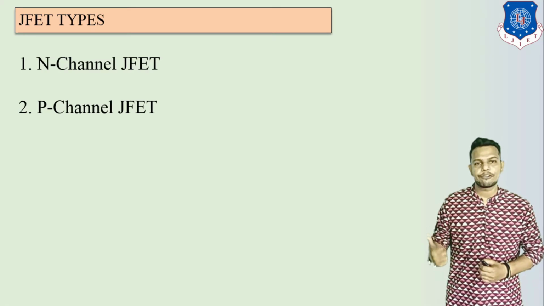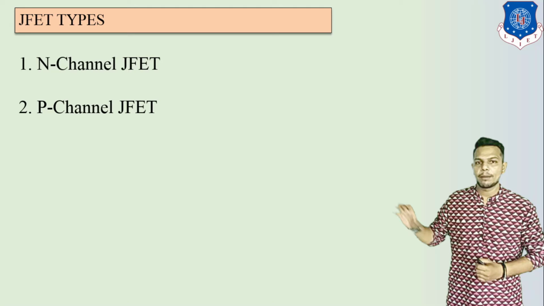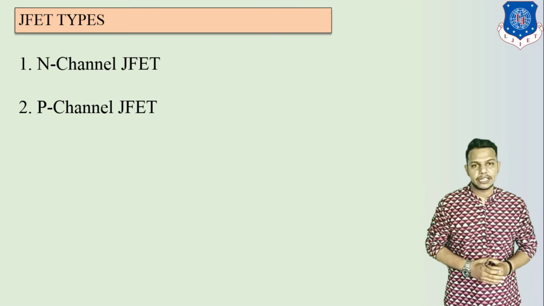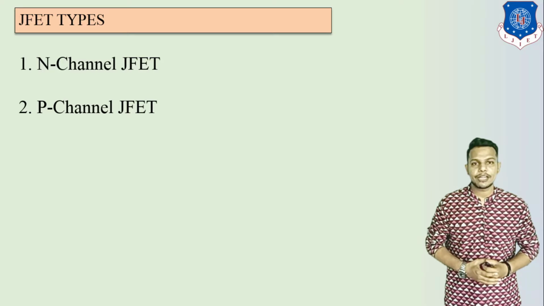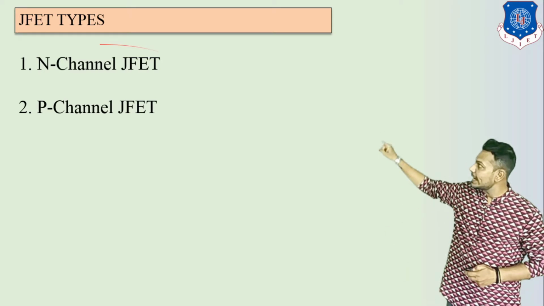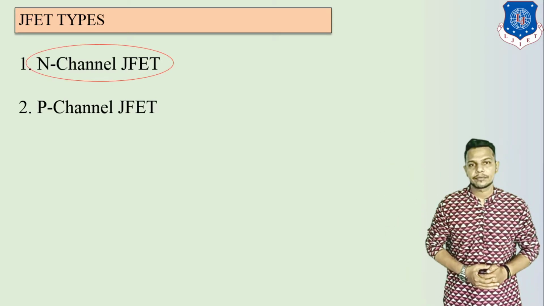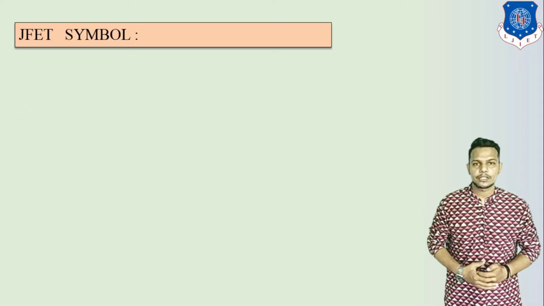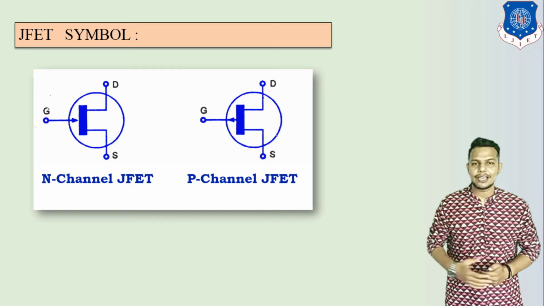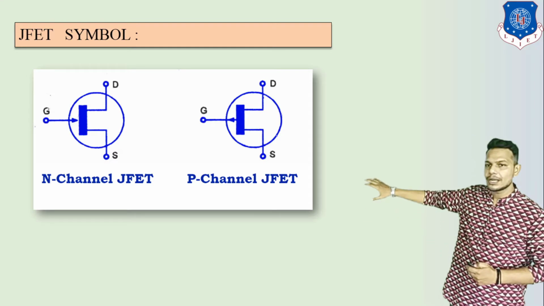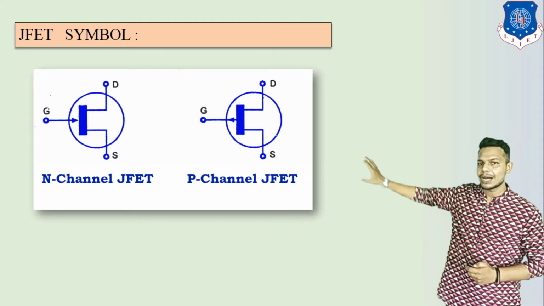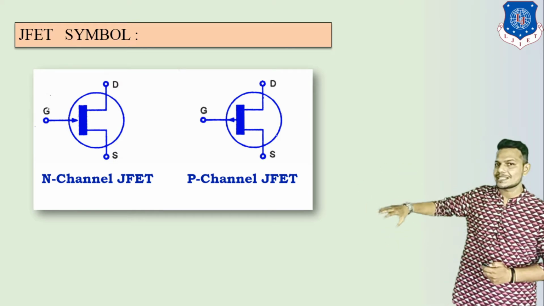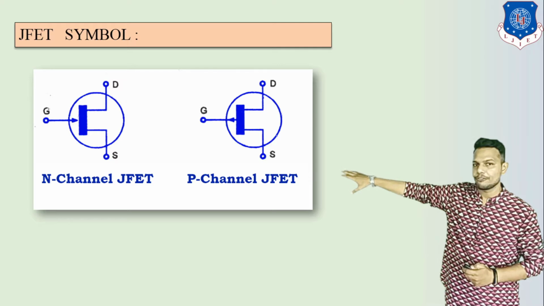There are two different types of JFETs. Number one, N-channel JFET and number two, P-channel JFET. So in this lecture we are going to discuss only N-channel JFET. So let's start with its symbol. Here we can see this is the JFET symbol. N-channel and P-channel both are available here. So in this particular topic we are going to discuss only N-channel JFET.